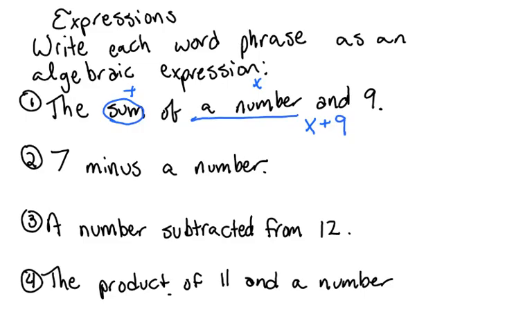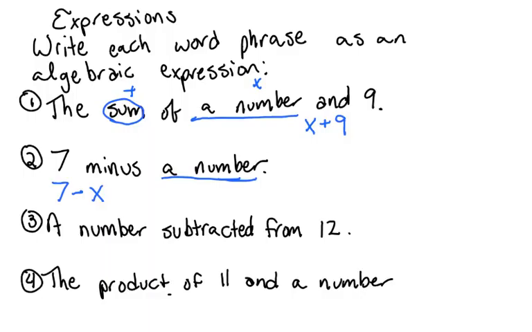On the next one, it says 7 minus a number. So I'm going to start with 7, and minus I know means minus. And again, a number is the part that I don't know, so that's where I'm going to put my x. So 7 minus x would be the expression.